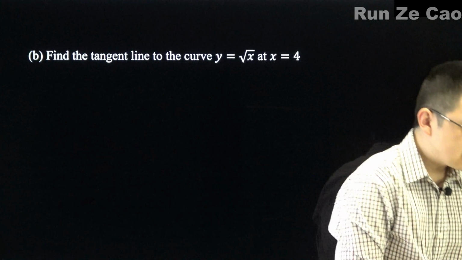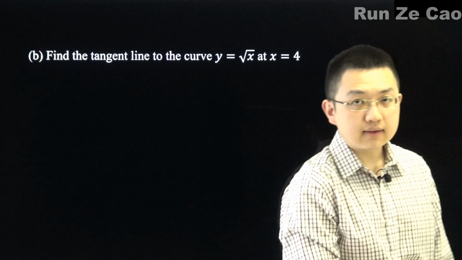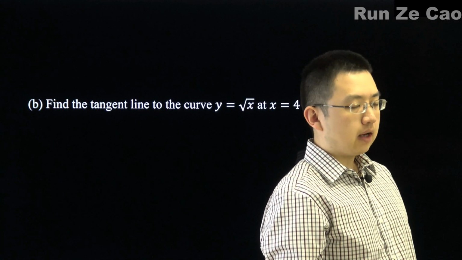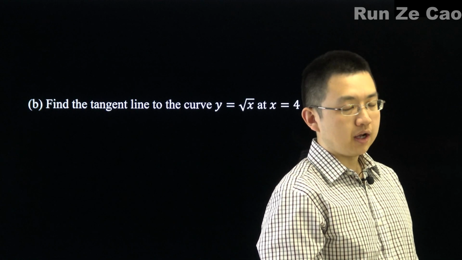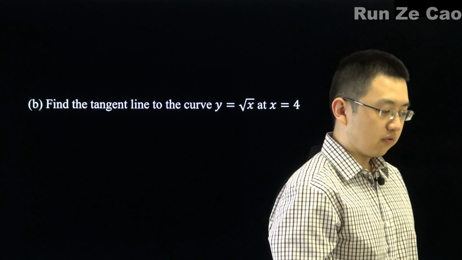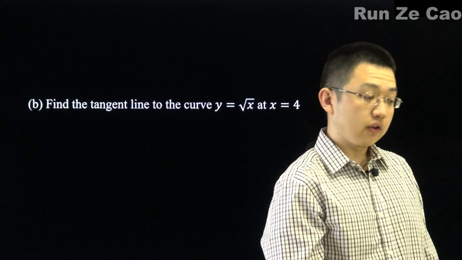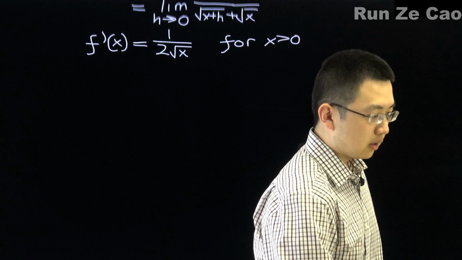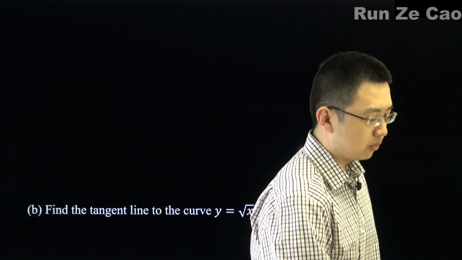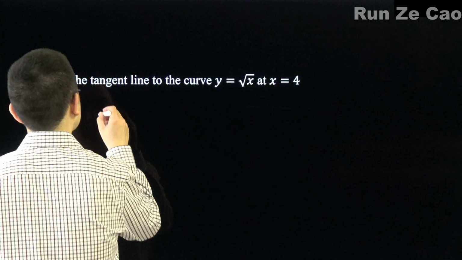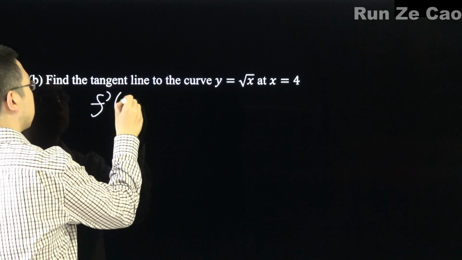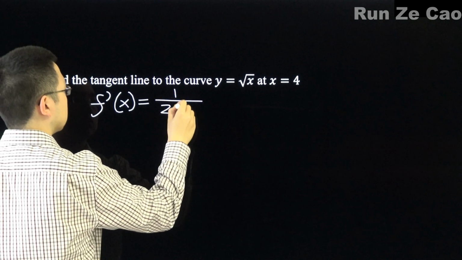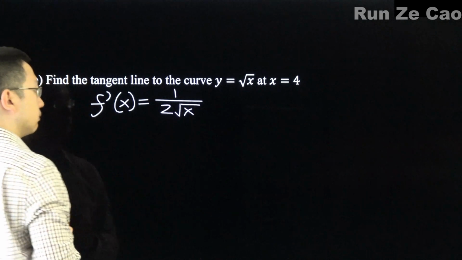Okay, now, suppose we need to find the tangent line to the curve y equals root x at x equals 4. Here, we're kind of going to assume that it means y equals positive root x, because that's the convention in North America usually. Now, if it said negative root x, then of course we'd find something rather different. So here, f prime of x equals 1 over 2 root x.